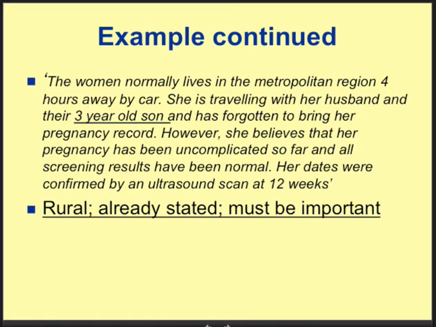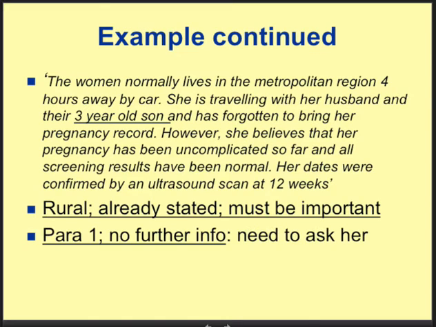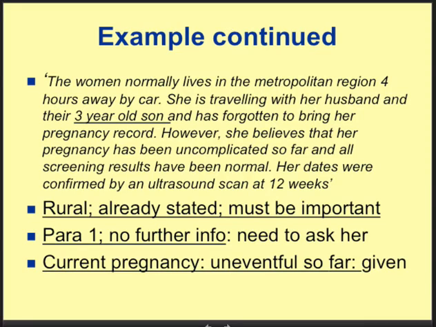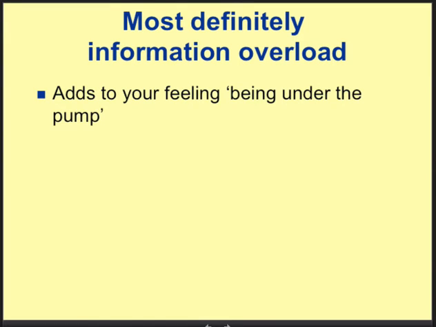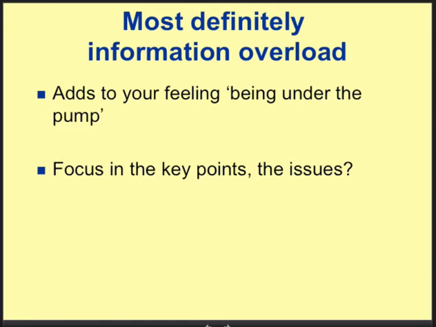Rural was already stated again, so that must be important. Para 1, no further information, so we need to ask questions about her first pregnancy. The current pregnancy was uneventful so far, so you don't have to ask, there were no complications. Dates are firm, mentioned for the third time. Well, maybe one time's too many. This is most definitely a case with information overload. This will, without doubt, add to your feeling of being under the pump. So focus is the key point.